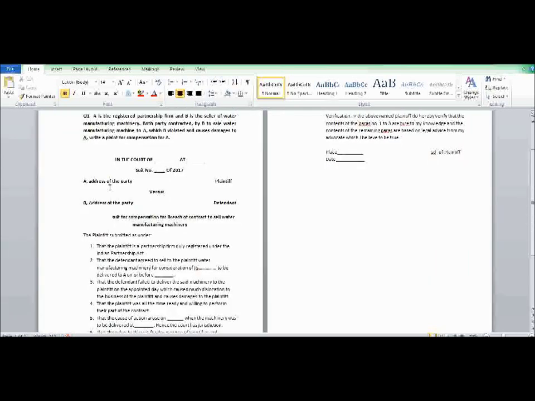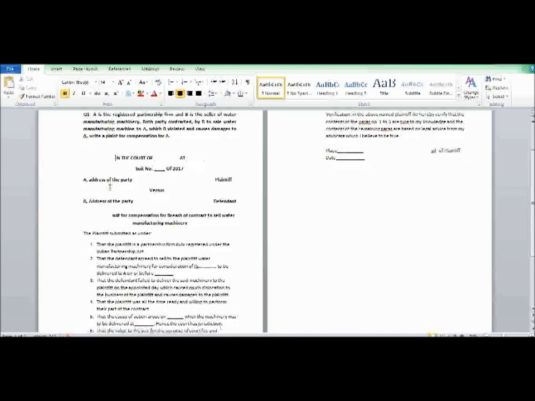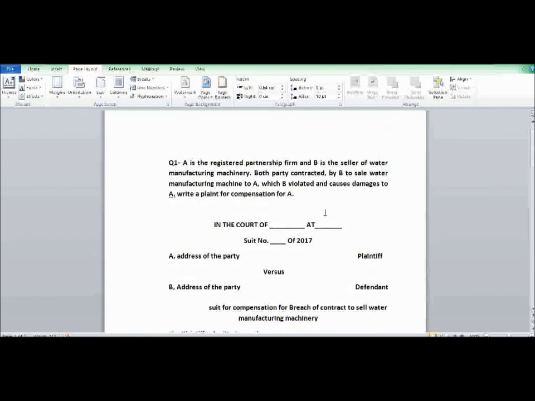Okay, now one thing that you will note here is that on the right side there is much less space on a page as compared to the left side. The reason is, in court this is a procedure that you have to follow while writing a plaint. I hope it will help you a lot in constructing a plaint.